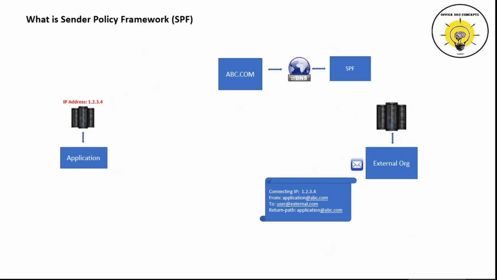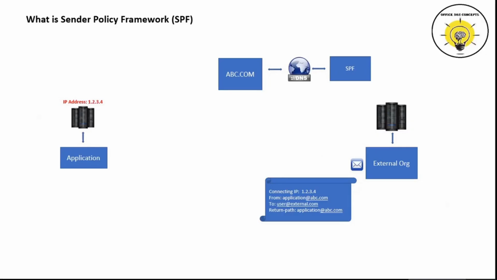Then the recipient server will query the public DNS for the SPF record for the abc.com domain. If the SPF record does not have the IP address of the application, in that case SPF will fail and that email will be marked as spam by the recipient filter and the category of that particular email will be spoof.